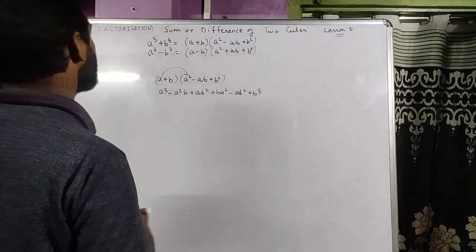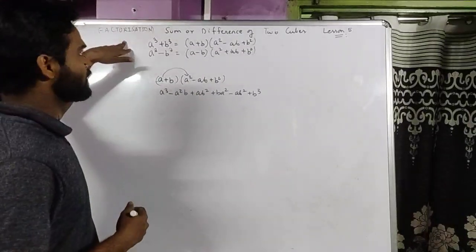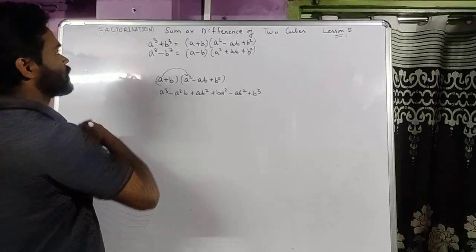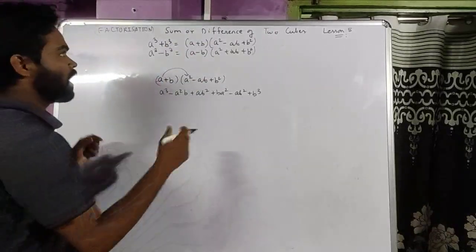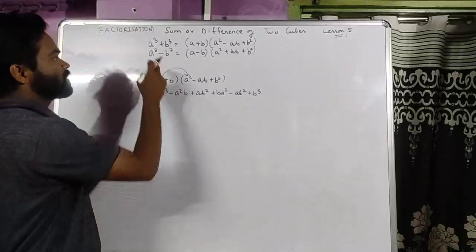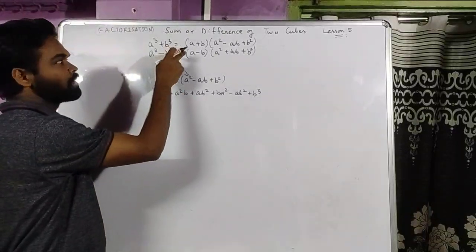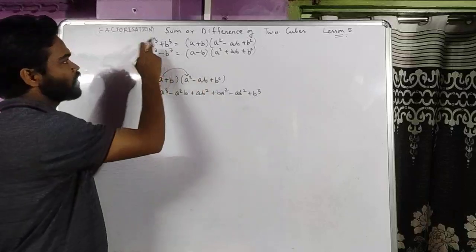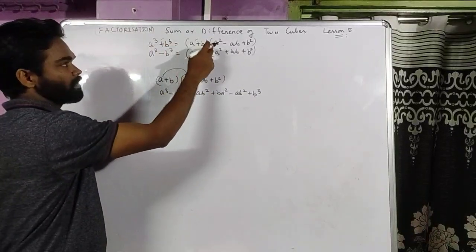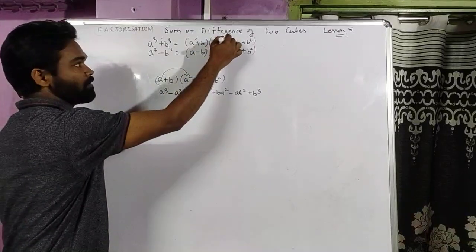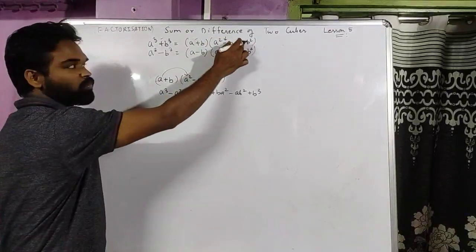Hello student, today we are going to again continue factorization, but over here we will solve sums where we have sum or differences of two cubes. How to factorize them if you have anything in the form of a cube plus b cube or a cube minus b cube. So a cube plus b cube is equal to (a plus b), remember, bracket (a square minus ab, please be careful, plus b square).